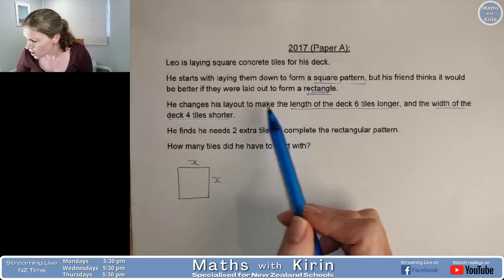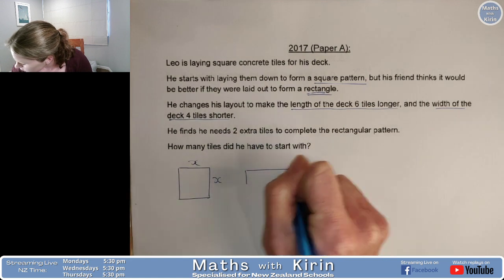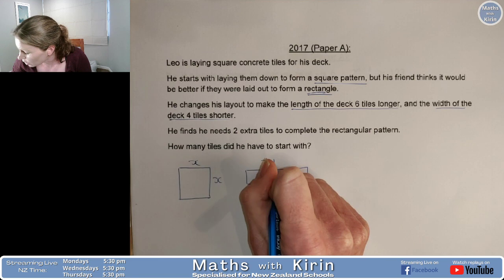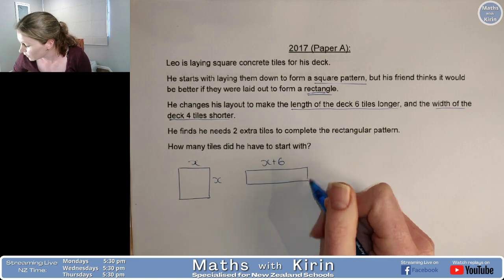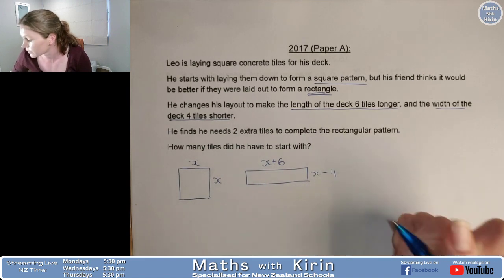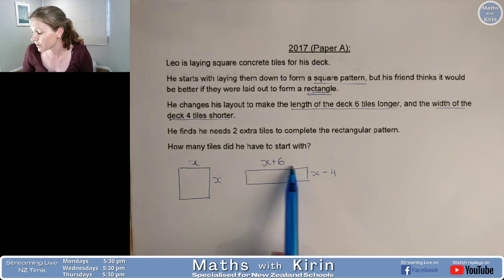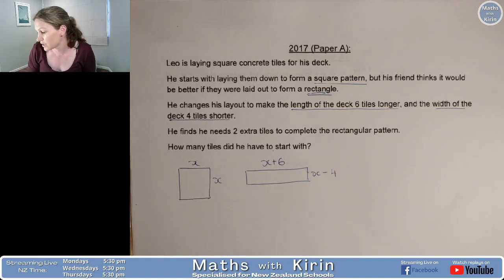So that's our square. When we change to the rectangle, we have a different shape, obviously a rectangular shape. The length is 6 tiles longer, so what we had before was x, so we need to add 6 more tiles. And the width, they said, is 4 tiles shorter. So we started with x, we need to take 4 away to get 4 tiles shorter. We want to know how many tiles we have to start with, bearing in mind that this takes 2 extra tiles than this. Okay, so we need to form an equation, and then we want to solve that in order to figure out the tiles.